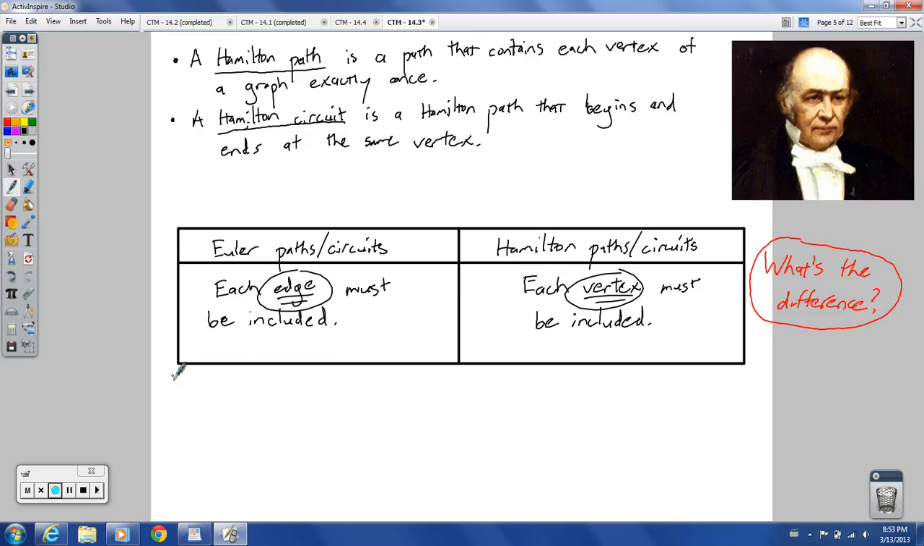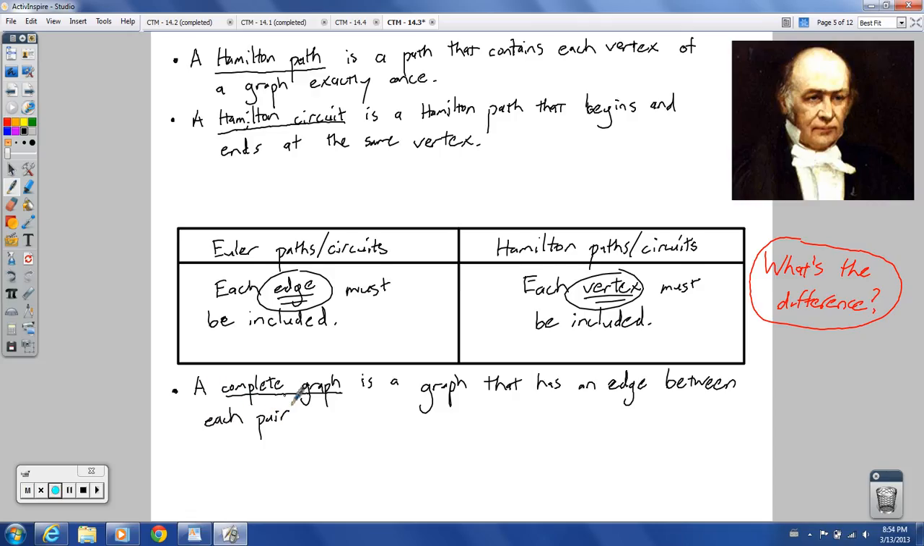So that's the big thing there. And then one more thing I want to define here, a complete graph is a graph that has an edge between each pair of its vertices.